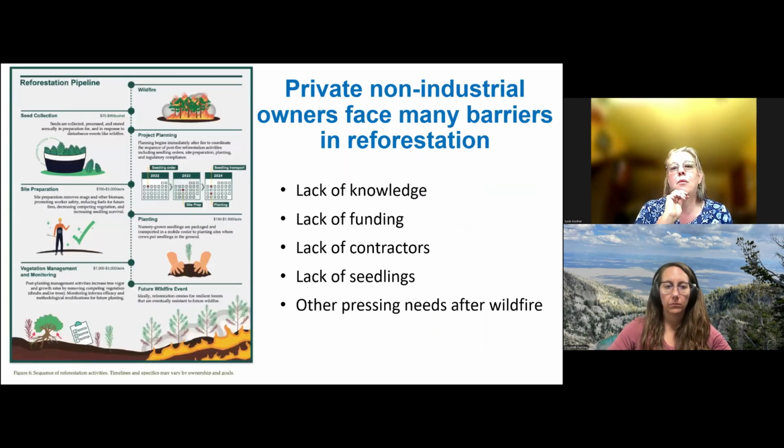So how about private non-industrial owners? I explained that's 7 million acres, so it's a large fraction, 25% of the forest in California. On the left, we have just a schematic of what I said earlier and some of the actual time frame involved in conducting successful reforestation.